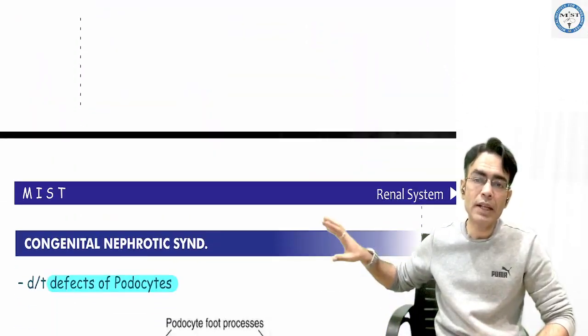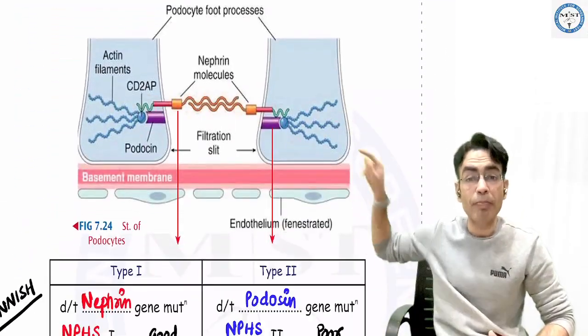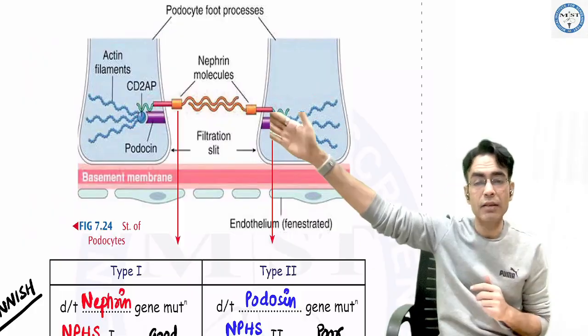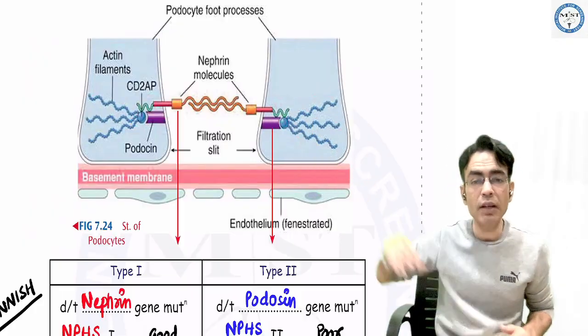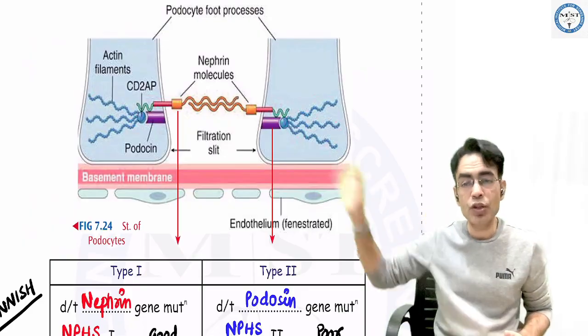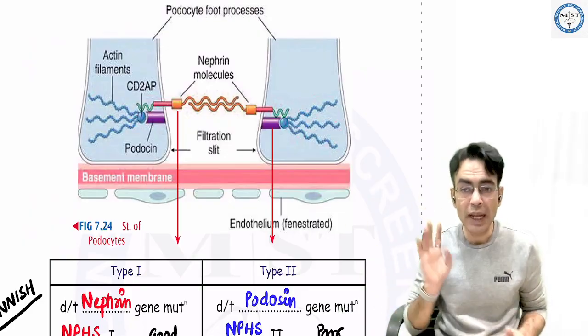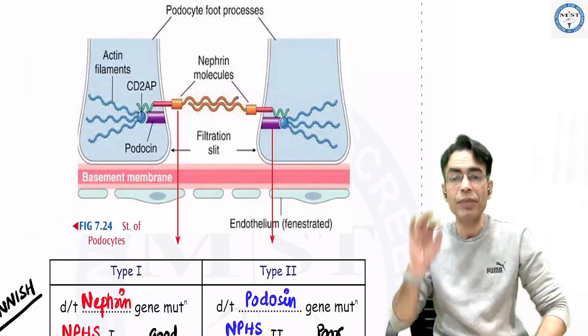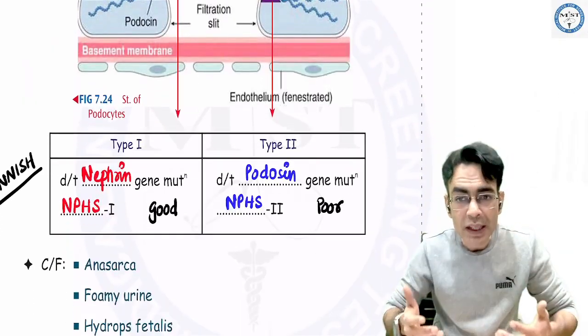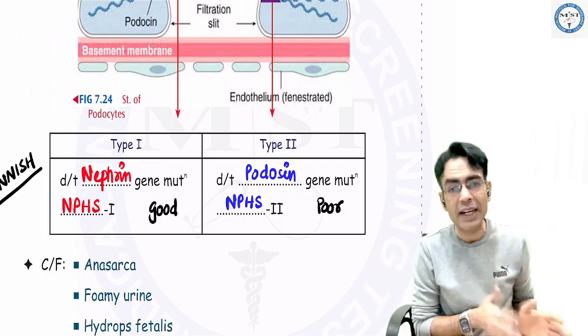Congenital nephrotic syndrome is a problem in the proteins of podocytes. Podocytes have got nephrin and podocin. If the nephrin gene is mutated and we do not have the nephrin protein, this is called congenital nephrotic syndrome 1. And if podocin is gone, congenital nephrotic syndrome 2. NPHS1, NPHS2. P for podocin, it's a poor prognostic disease. Child is born with it. It's a congenital problem because it's a genetic defect.